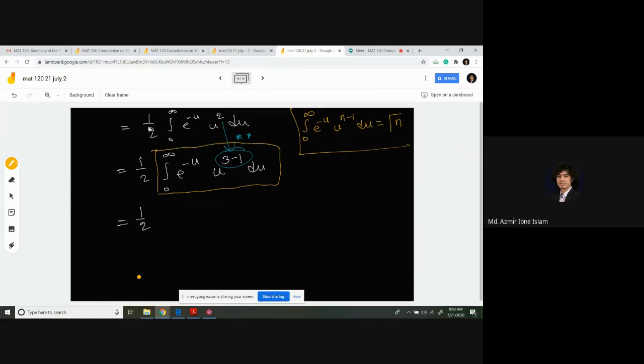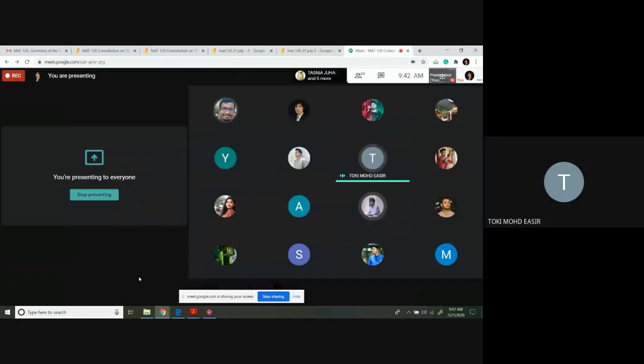Okay, so what will be the result here? It'll be 3 factorial, right? Sorry, gamma 3. That means finally, yes, you are correct, 1 by 2 and 2 is 2 factorial. So finally 1 by 2 times 2 factorial is 2, and you are getting 1 as the answer. Yes, sir. Thank you, sir.